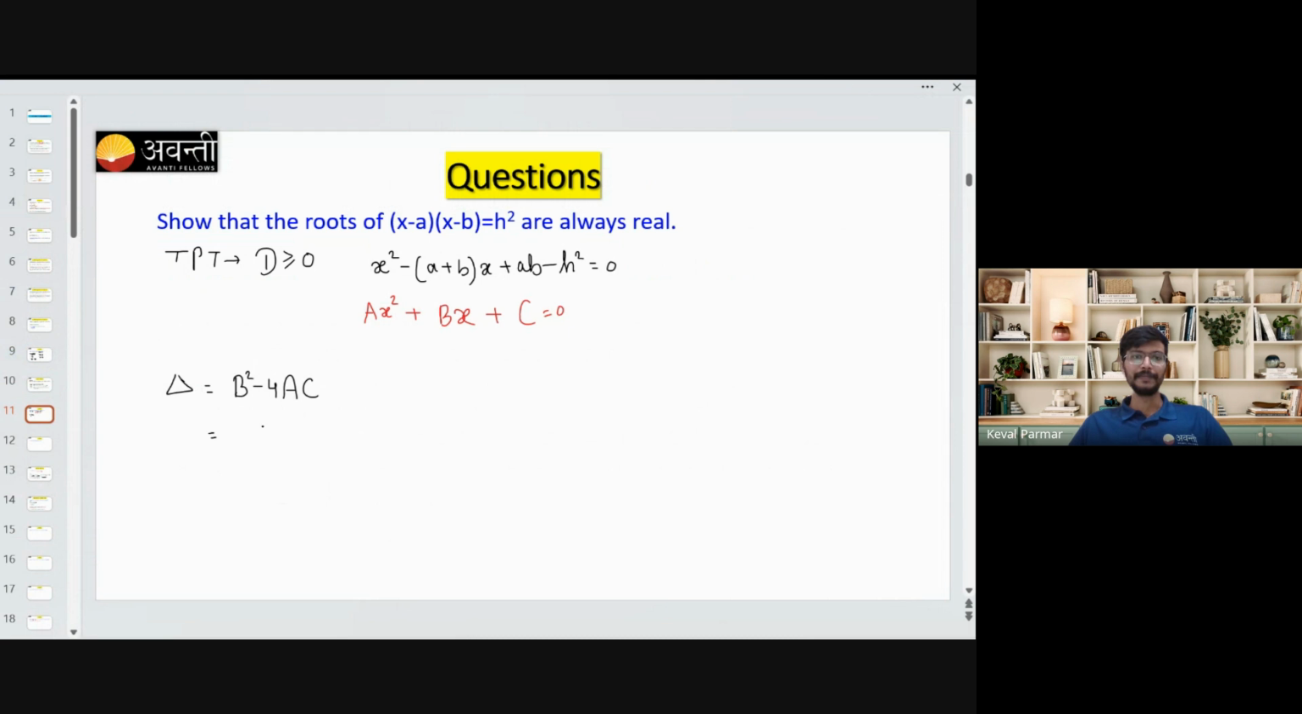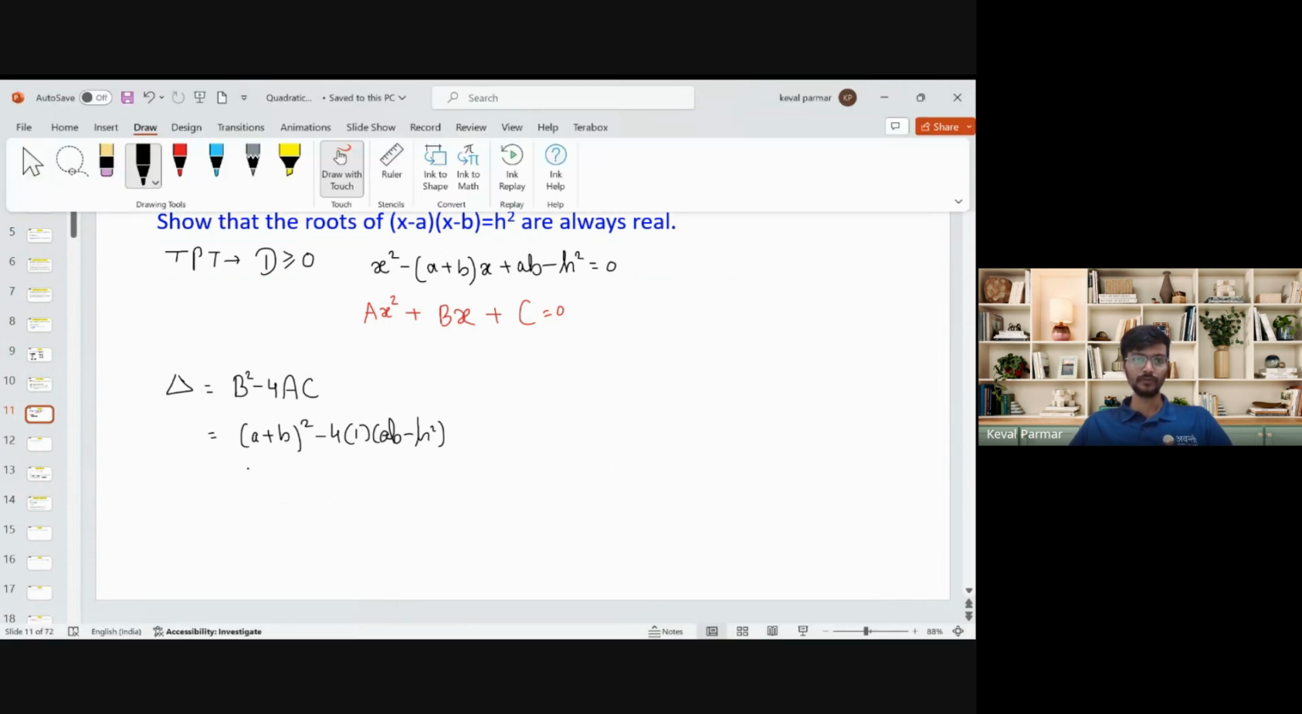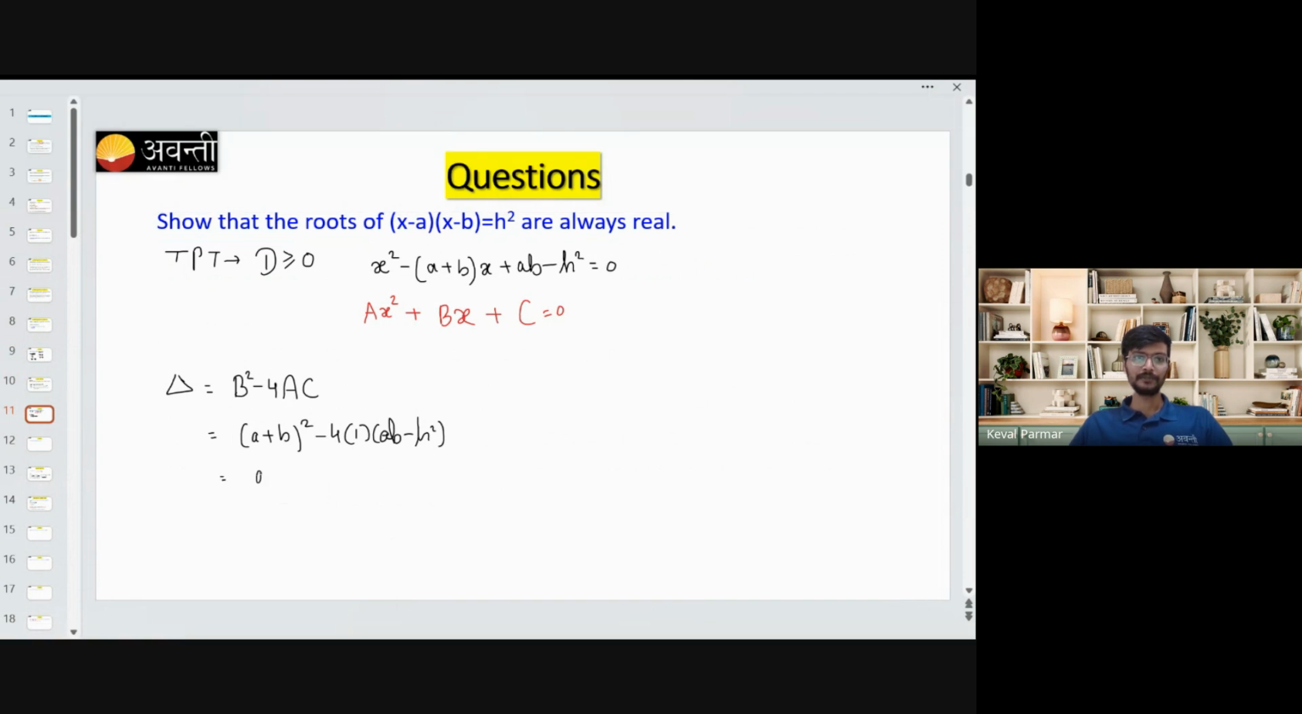What is b square? B square is (a plus b) the whole square minus 4 times a times (ab minus h square). Sorry, not equals to 0. You have to prove this, you have to find its value. So here we get a square plus 2ab plus b square minus 4ab plus 4h square. We can cancel out ab terms. I'll get a square minus 2ab plus b square plus 4h square.